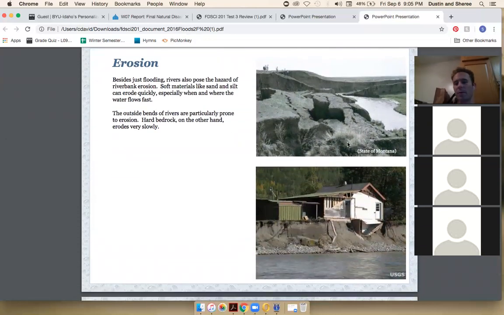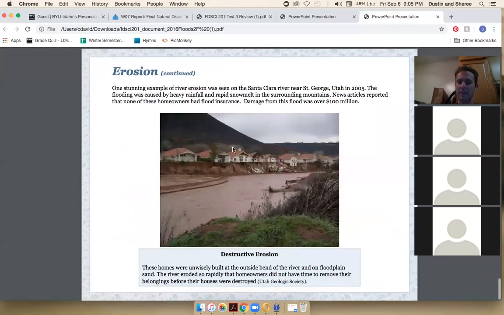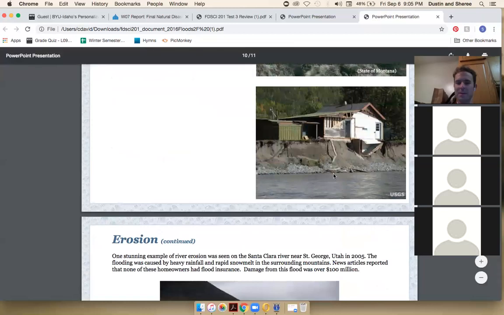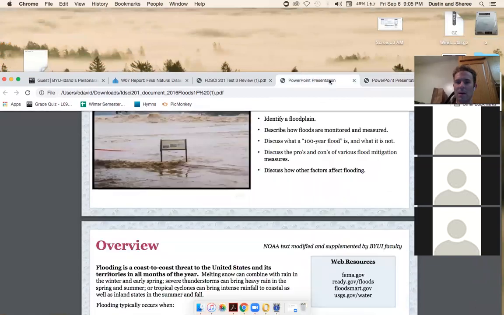Okay? So there's erosion. Your floods can come through, erode out the sides of the bars, and break down houses into the water. I don't want to talk too much about that. I think that makes sense.